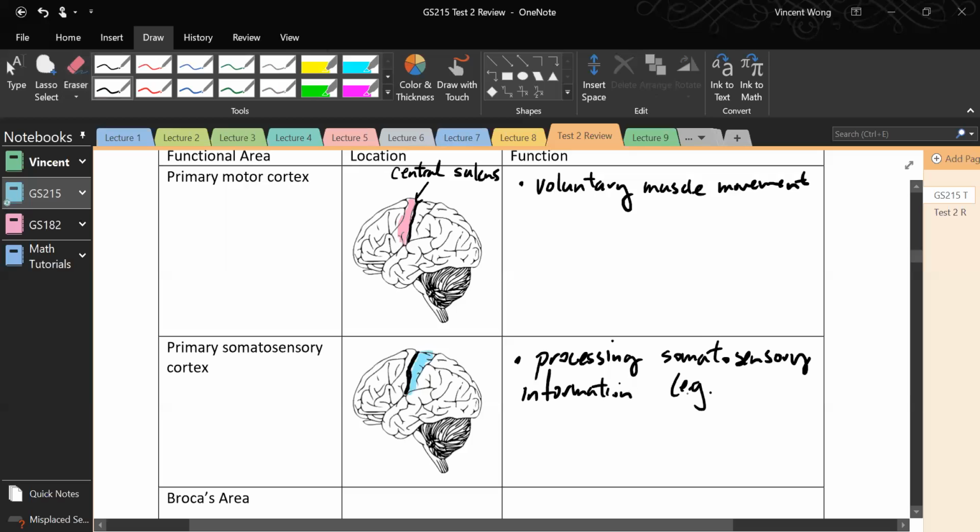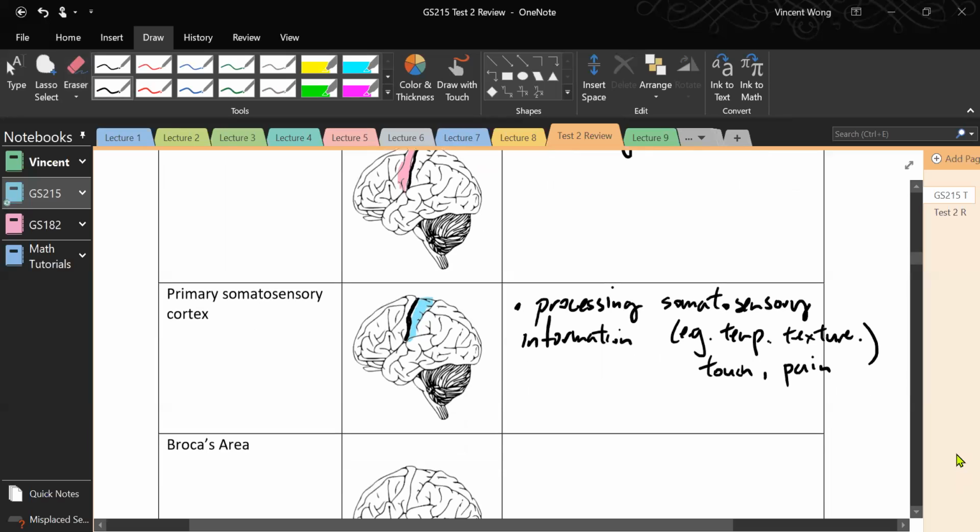And again, for those of you who need a refresher on what somatosensory information means, it is things that you feel with your skin. Okay, so temperature, right? Texture, touch, pain, all these things that you're able to feel with your skin, they will first go through the thalamus. And then if it's relevant, it's going to go to your primary somatosensory cortex.